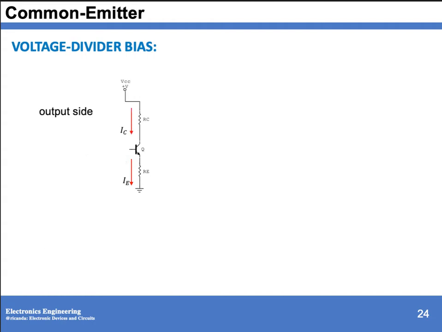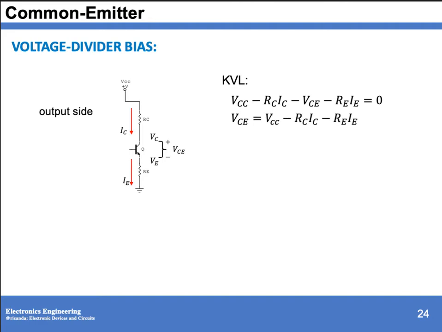At the output side, you have your VC, collector to emitter voltage, and we have your VE. So applying KVL, we have VCC minus RC IC minus VCE minus RE IE, that is equivalent to 0. Since IC and IE are known already, we can solve for your VCE.